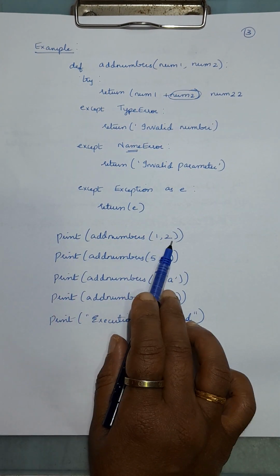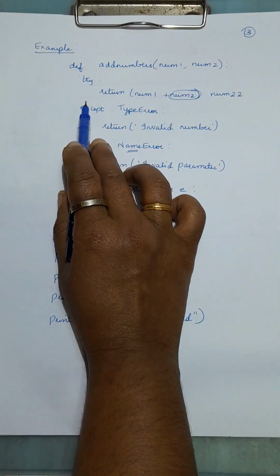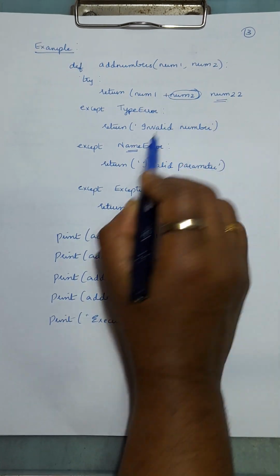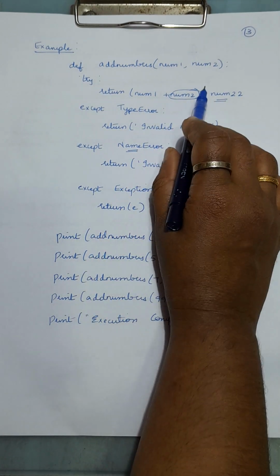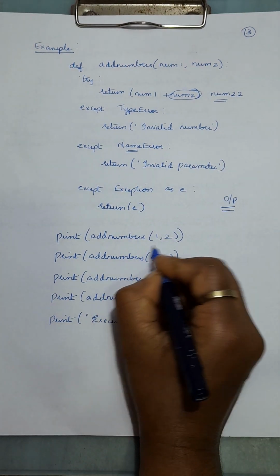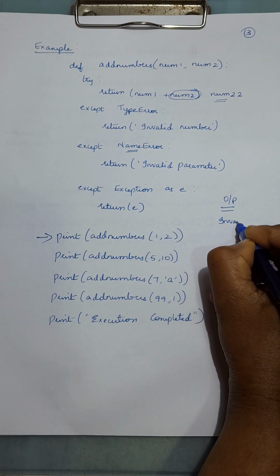print(add_numbers(1, 2)), it will just go here. num1, num2 will be 1 and 2. Try: return num1 plus num22. Is num22 present here? No, it's not declared, it's not used. Then what is the output? For the first time when it encounters this statement, I'll get invalid parameter.